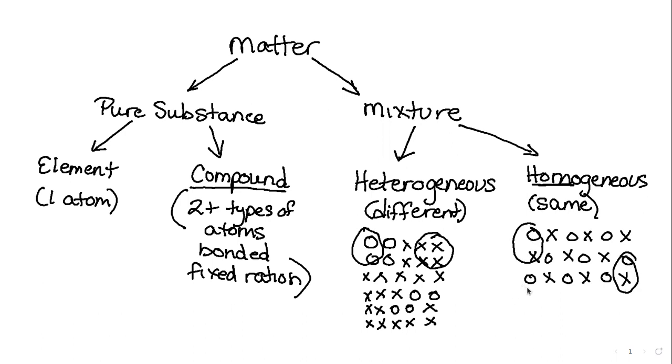Okay, so that's an example of a homogeneous mixture. And you can also have solutions in there. That's not in your book. You can write it on the second line if you want to, but I just wanted you to see it.